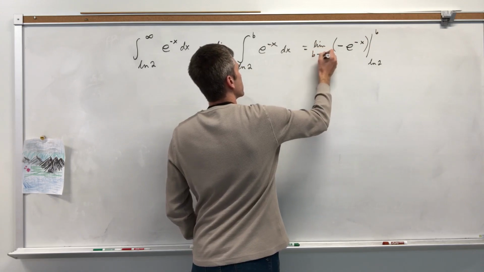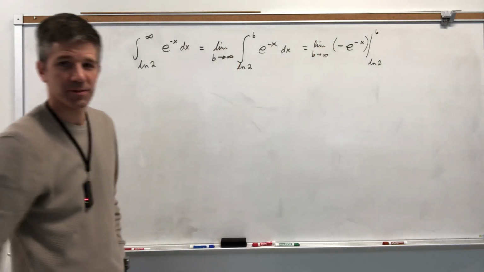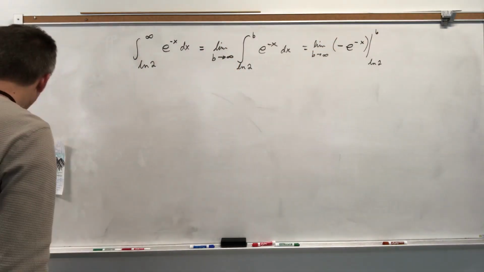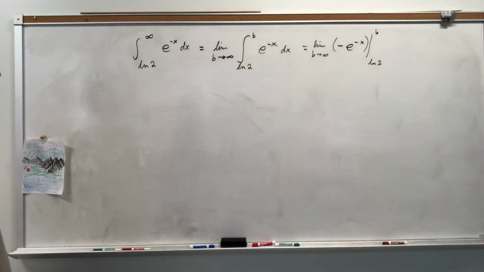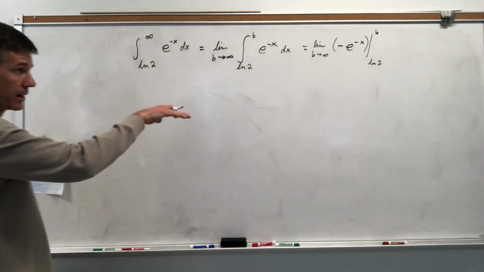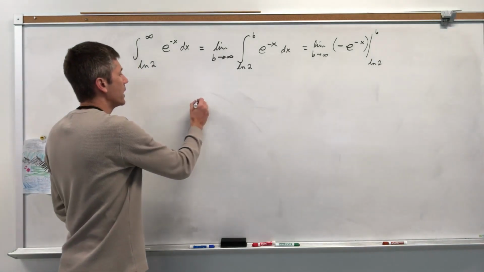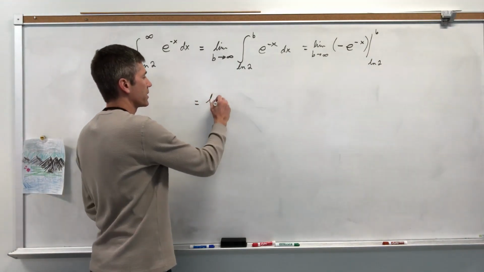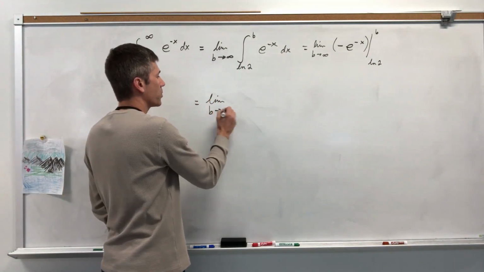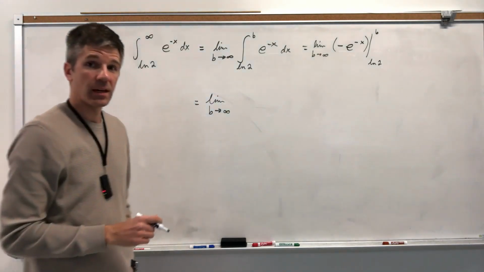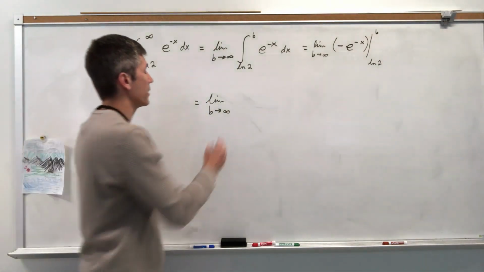Don't forget your limit. Limit as b approaches infinity. Right? I did not forget my limit, I left space for it. See? All right, we are ready to plug in a b, plug in a natural log of 2, not a negative 2, and subtract the 2. So we're going to have the limit as b approaches infinity. And we're going to just continue to work this thing out.